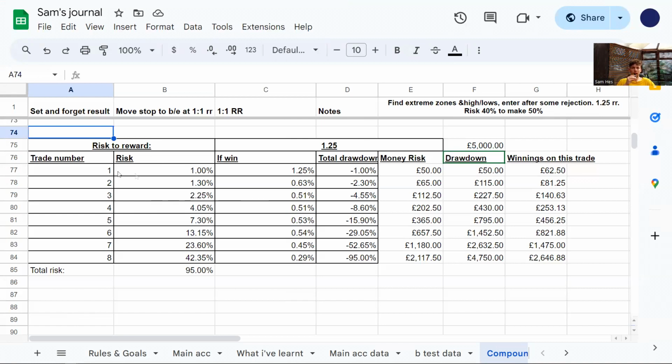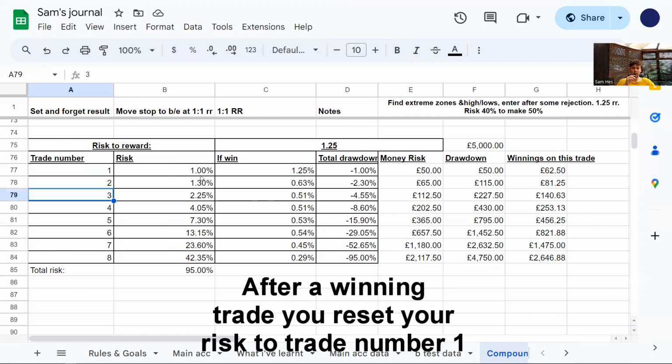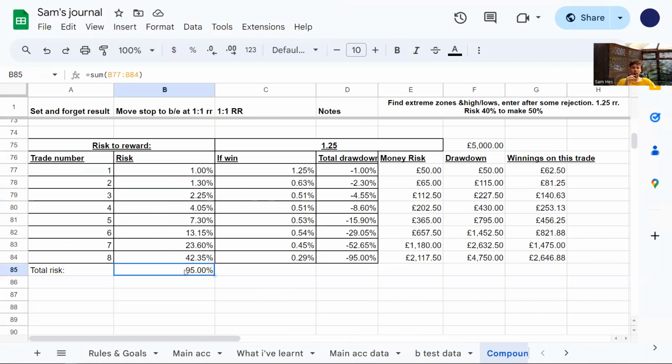So here, I just want you to look at this table and we're just going to go through each column very briefly so you understand how this works. Obviously in this column, you've got the trade number: trade number 1, 2, 3, etc. Here's the risk. On the first trade you take, I'll be risking 1% per trade. On trade number 2, I'll be risking 1.3, trade number 3, 2.25, and so on. And here 95% is the total amount of risk I will be using across the 8 trades.